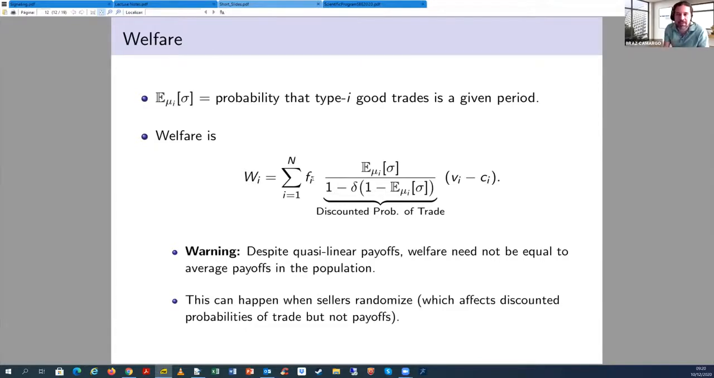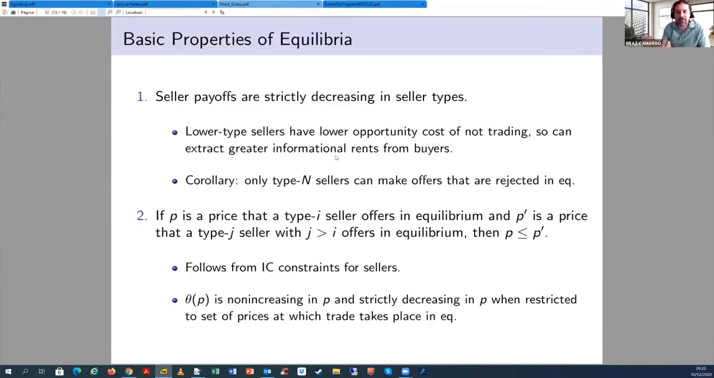And this can happen when sellers randomize, okay? So we have to work with this definition of welfare here, okay? So let me describe quickly the basic properties of equilibrium, okay? So the first one is that seller payoffs are strictly decreasing in seller types, okay?